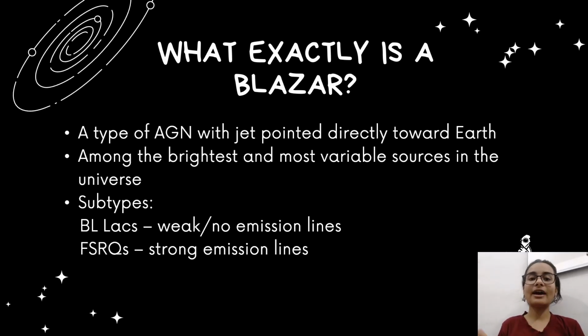We have classified blazars into two subtypes majorly. One is BL Lac, another one is FSRQs. BL Lacs generally have weak or no emission lines, and FSRQs are flat spectrum radio quasars, which have very strong emission lines and look really bright. In my project, I majorly focused on BL Lacs, like I did data analysis of BL Lacs. So we will discuss more about it.